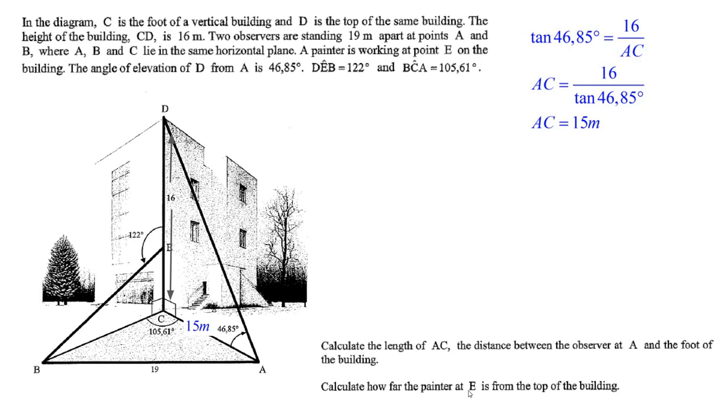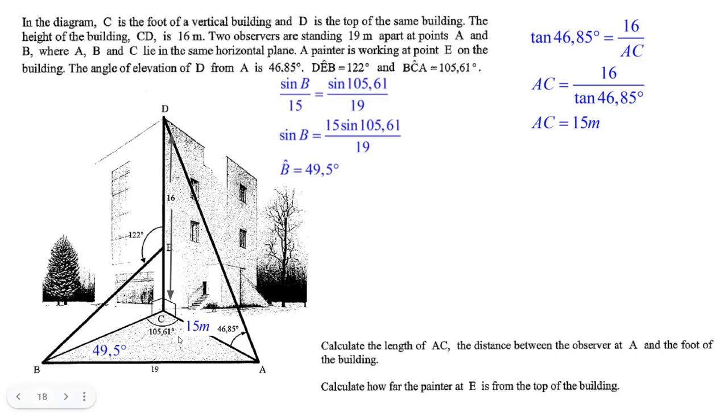Calculate how far the painter E is from the top of the building. Now, that's a little bit more complicated. We've got to use the law of sines to start off with. We can go that the sine of angle B, we're going to try and figure out what B is. We need to know that. Sine of B goes with 15, the way the sine of 105.61 goes with 19. We take the 15, put it in our calculator and go shift sine, and we get that angle B.